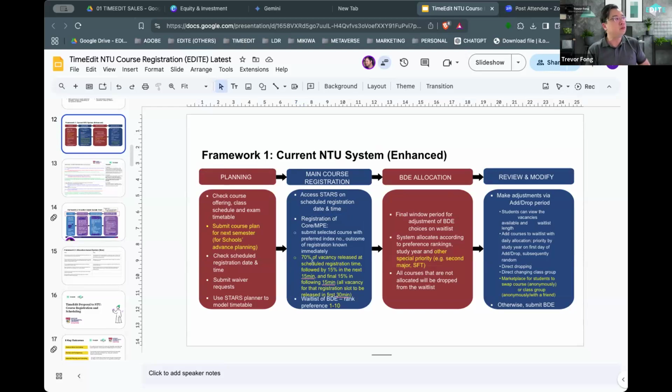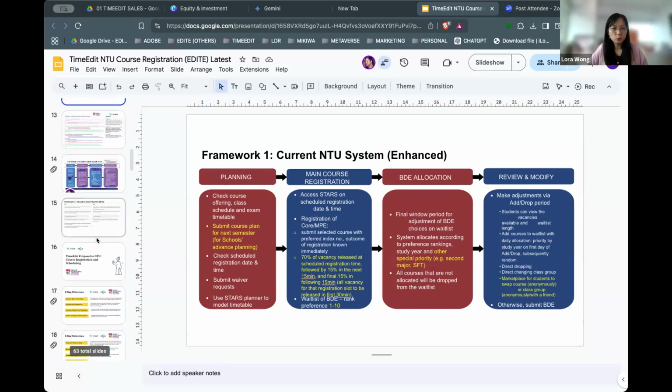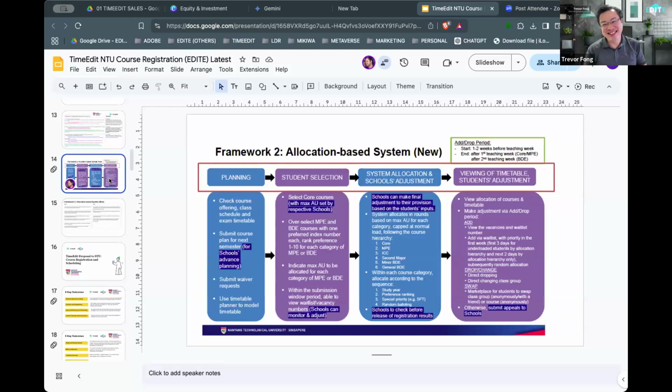I think anyway, our top management already approved our framework 2, so we don't need to worry about framework 1. Yeah, let's focus on framework 2.